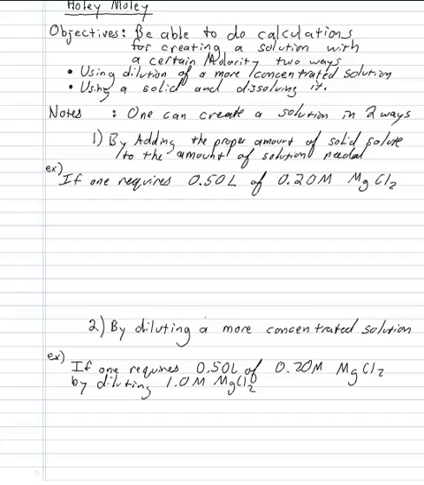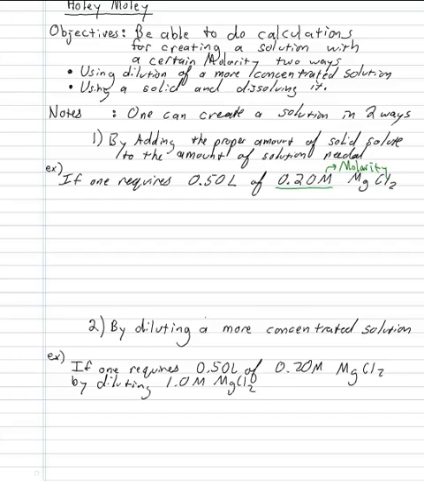So for instance, if we require 0.5 liters of 0.2 molarity MgCl2, remember this M here for 0.2M means it's the molarity, not the number of moles. Common misconceptions. So we need half of a liter of this. How are we going to make that?